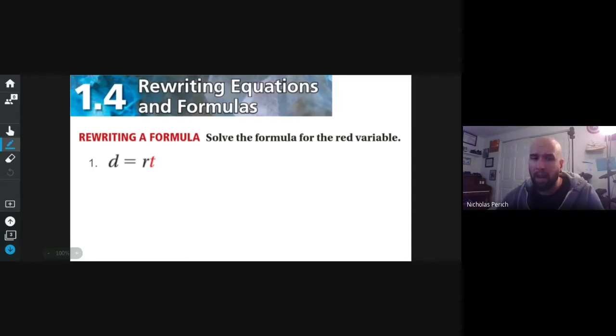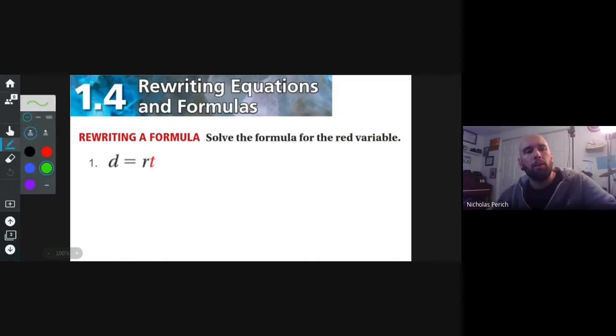Now, I want you to see all the numbers in this problem that I have. D equals RT. Distance equals rate times time. I don't see any numbers there. And it's asking me to solve for the red variable, and I don't have any numbers. I guess I can't do it. It's a lie. I can do it. And this is how you do it.